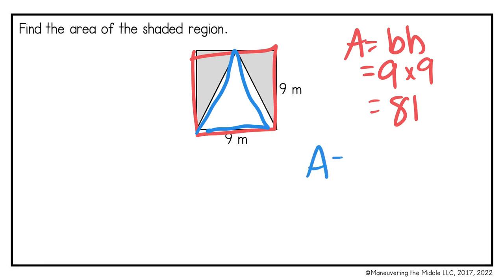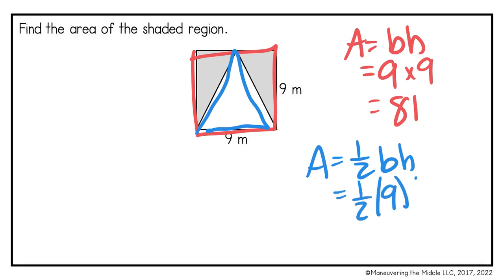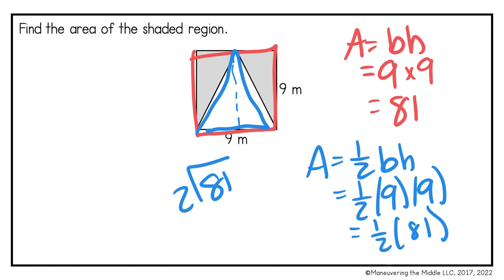So since it's a triangle, it's going to be 1/2 base times height. So the base is the same. It's still 9. And the height, you can see, it goes from top to bottom. It's still 9. So then we have to take 1/2 of 81. So half means divide. So I'm going to divide 81 by 2.